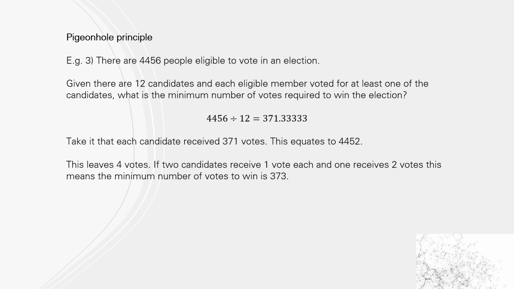So for those 4 votes, if we were to give a vote each to one candidate, so give 2 candidates a vote each, that takes care of 2, and then give one candidate 2 votes, that means that that candidate then wins the election with 373 votes.